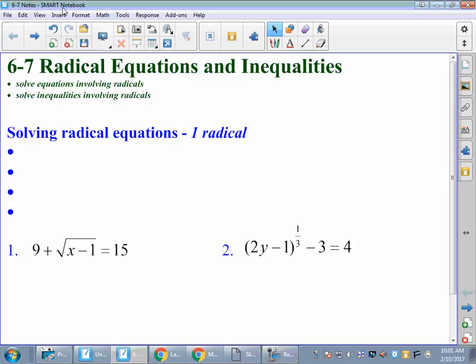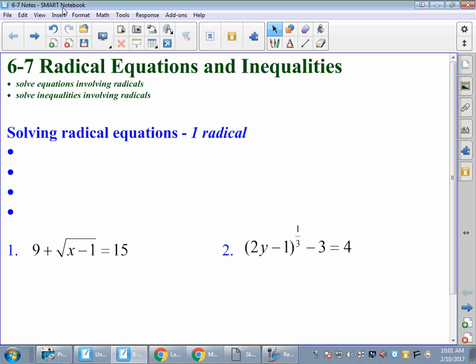These are your 6-7 notes on radical equations and inequalities. In fact, I don't think we're doing the inequality part of that, so it just might be the radical equations. When you solve a radical equation, there's two different methods, so to speak. Actually, the second method is just a little bit longer version of the first method.